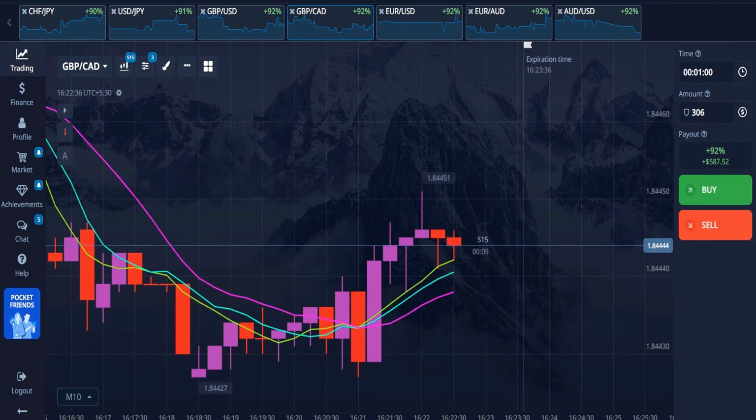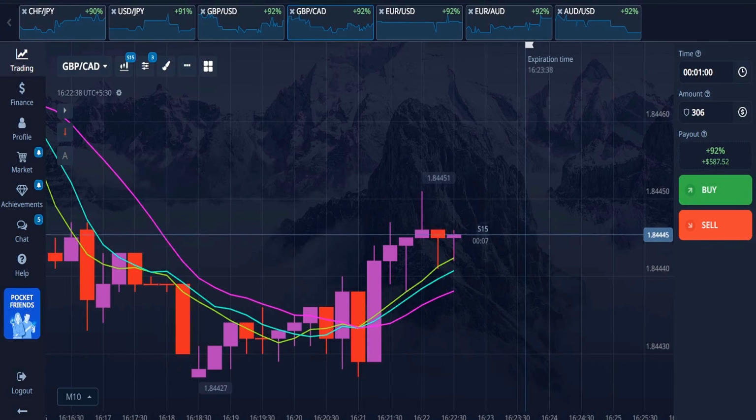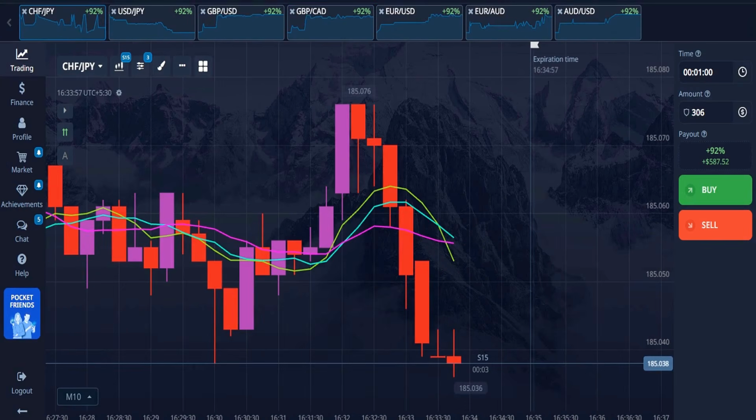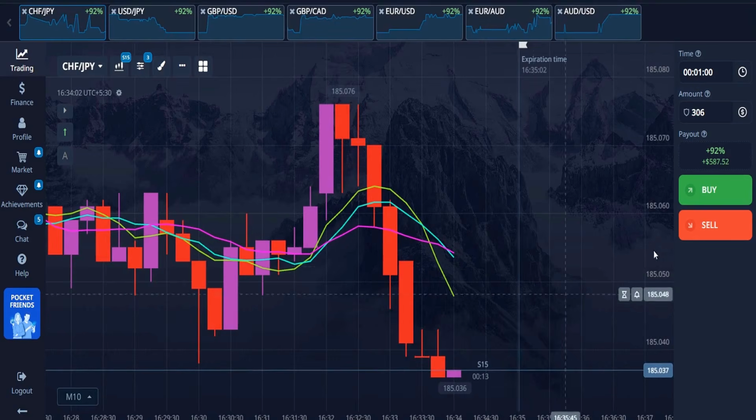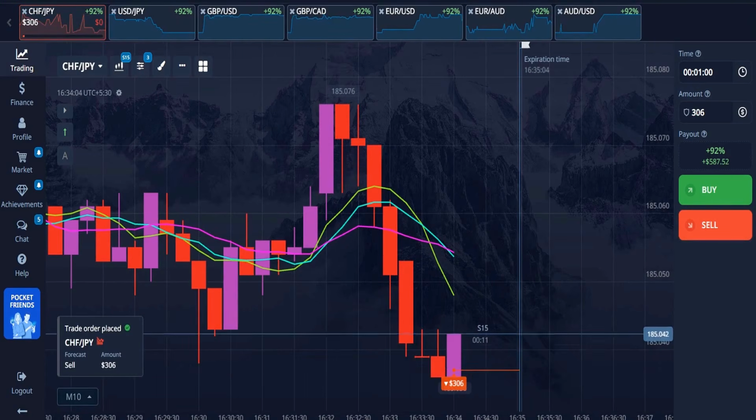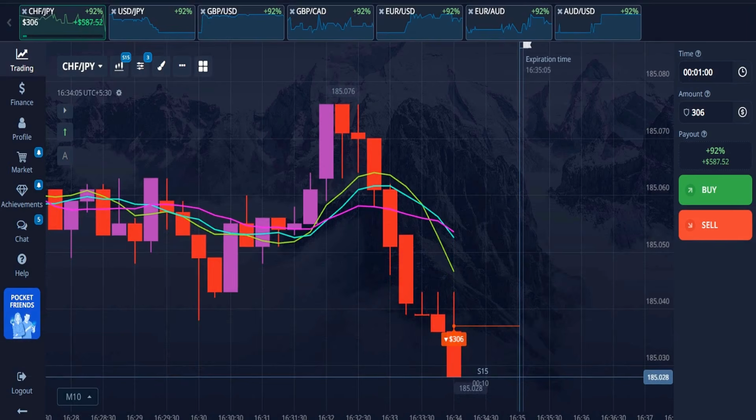Ready to watch this strategy in live action? Let's jump into a real trade example and see how it performs in the market. Let's go. Now let's look at this real trade I've taken using this strategy.